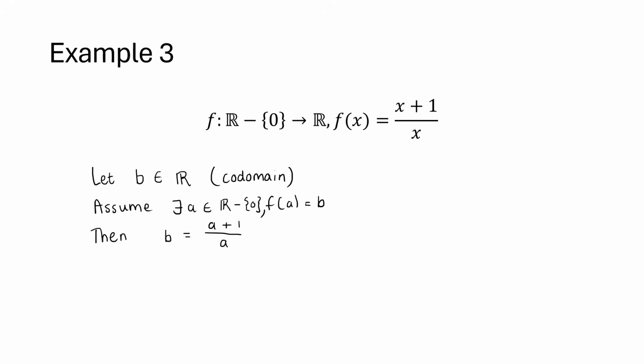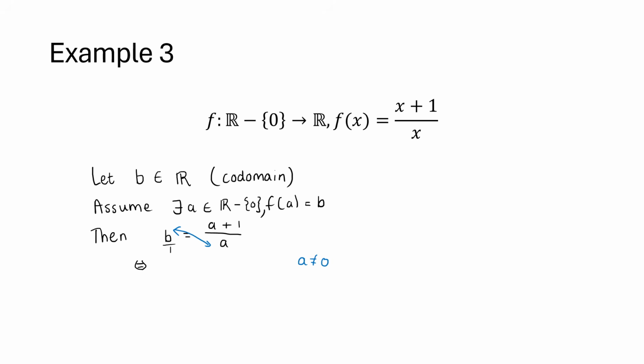Now, because A is not equal to 0, we are allowed to cross multiply here. So this is actually B over 1 equal to (A plus 1) over A. So we are allowed to cross multiply because A is not equal to 0.